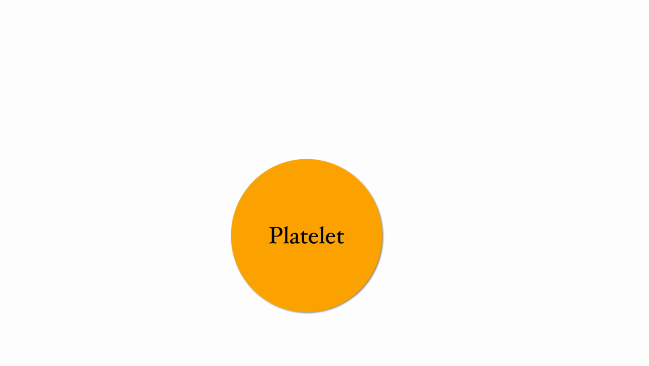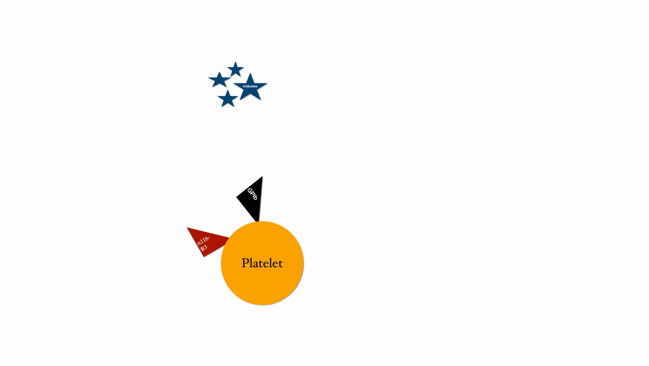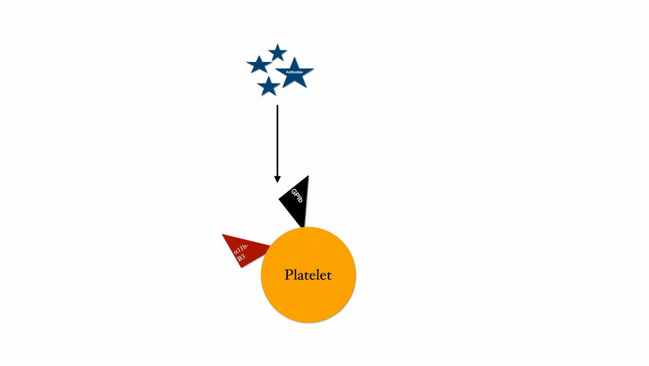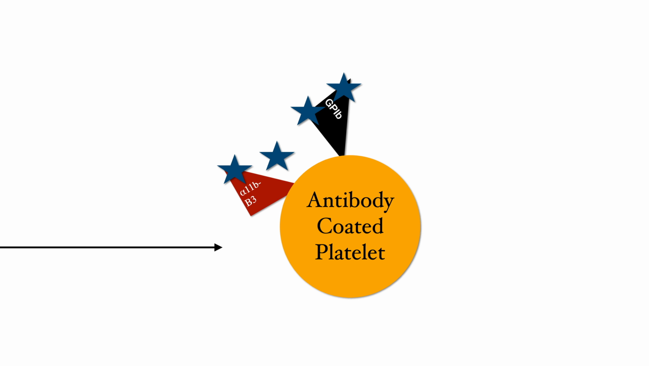Now come to the pathophysiology of ITP. Platelets have their own glycoprotein complexes like alpha-IIb-beta-3 and GP1b. Antibodies are formed against these platelet glycoprotein complexes. Now this antibody starts to bind with the surface of the platelet. Through this process, the platelet becomes an antibody-coated platelet.